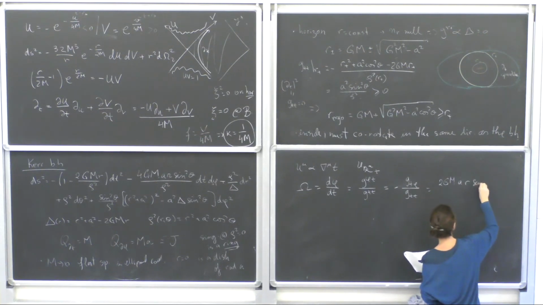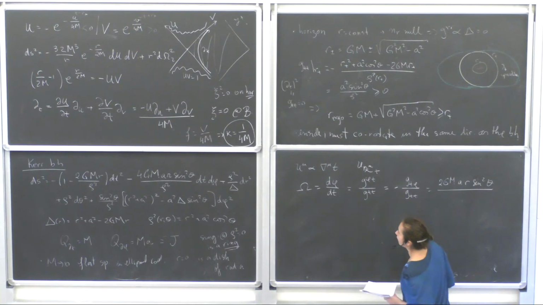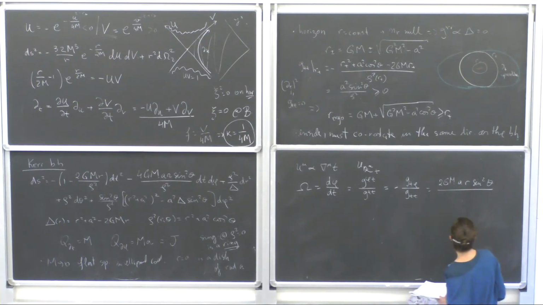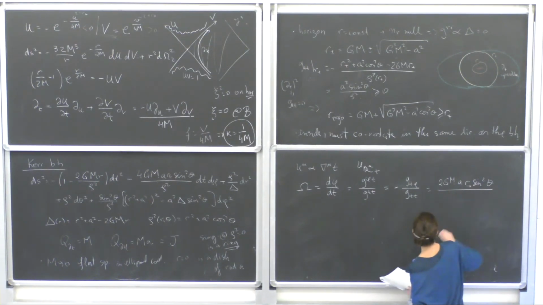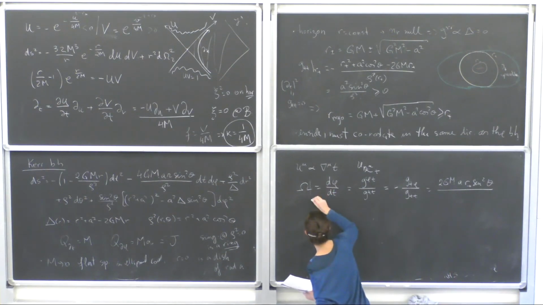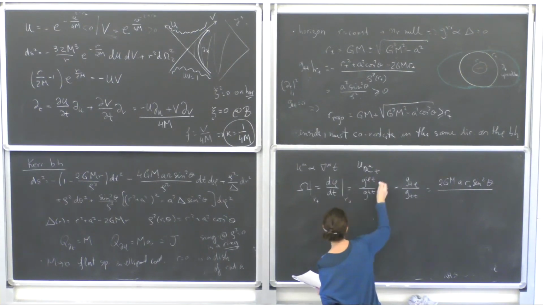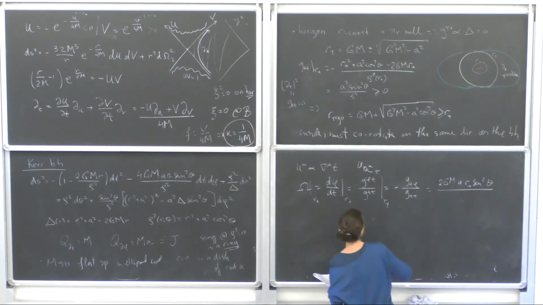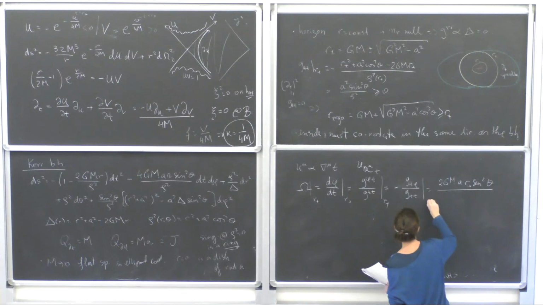Divided by g_tt, which is... oh my God. Okay, let's do it at the horizon. Because, okay, so now let me compute it at the horizon. So at r plus. I mean, in general, you can compute them at any r, but I'm lazy.